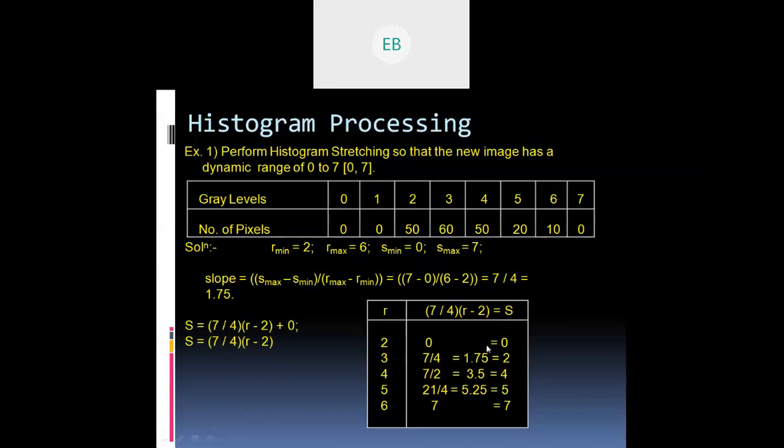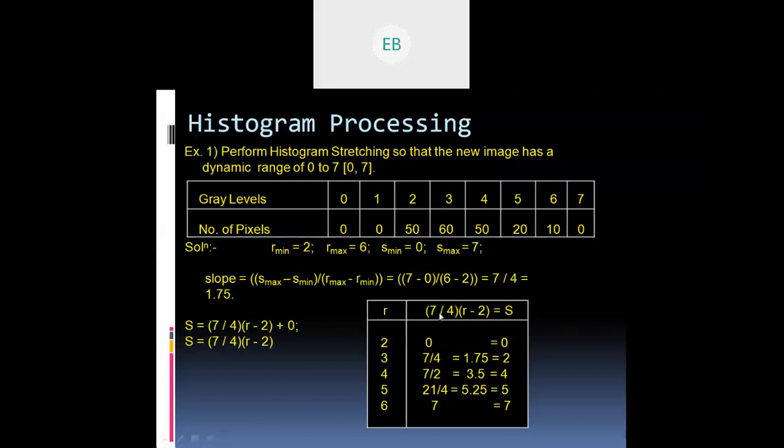So R minus 2 is 2 minus 2, which is 0. This value into 0 is 0. So S here becomes 0. Again, when R equals 3, keep R equals 3 here. So 3 minus 2 is 1. So simply this is 7 divided by 4, which equals 1.75. But we can't take decimal values here, so we round it off to 2.